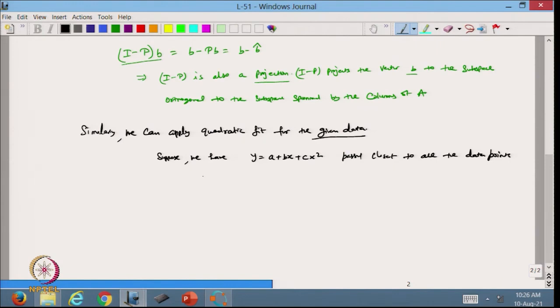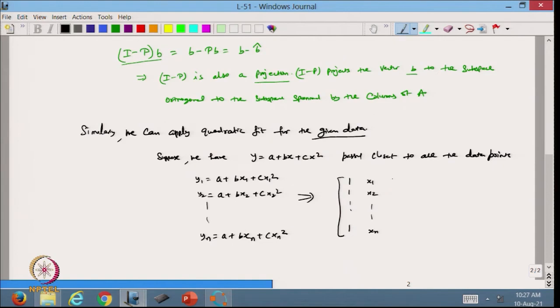So, in this case also, if you see, then I will get that y 1 can be written as a plus b x 1 plus c x 1 square, y 2 is a plus b x 2 plus c x 2 square, like this one, and in the end I will get y n is a plus b x n plus c x n square. And from here I will get the matrix. So, I will get the matrix 1 1 1, then here I will get x 1 x 2 x n and x 1 square x 2 square x n square. In this case I need to find the value of a b c, and on the right hand side I have the values of y's that is given to me this way.